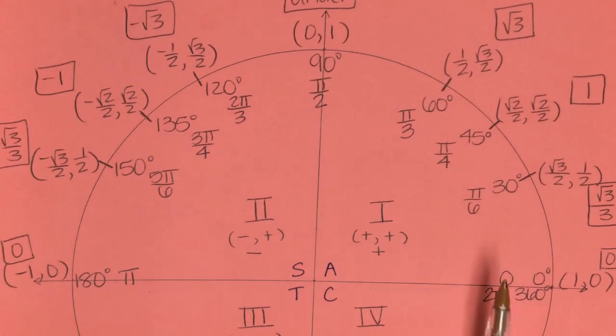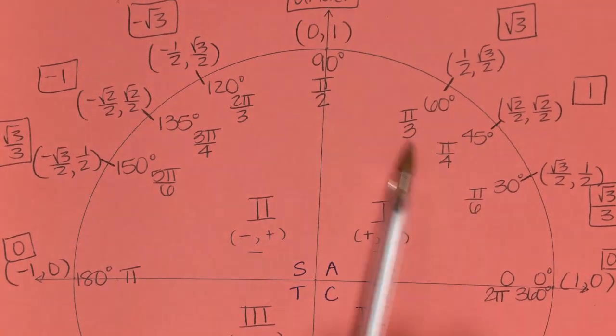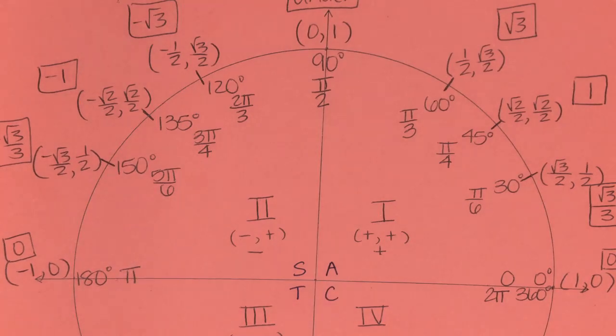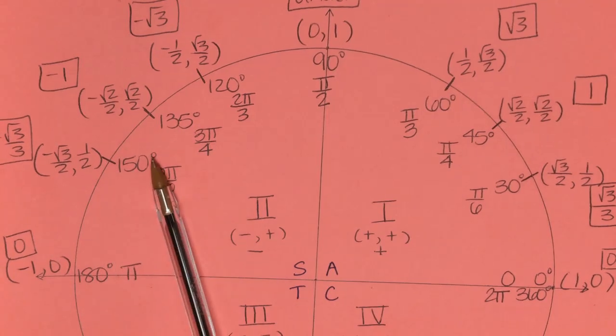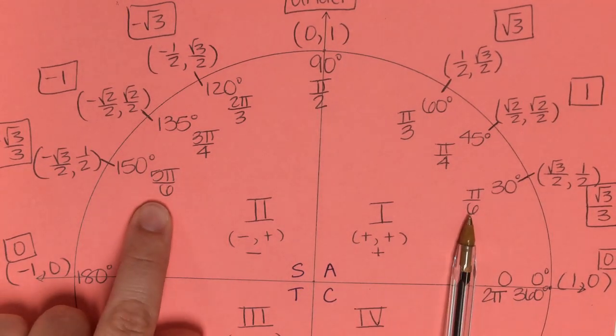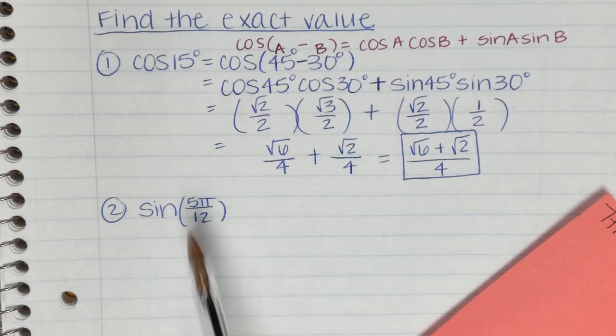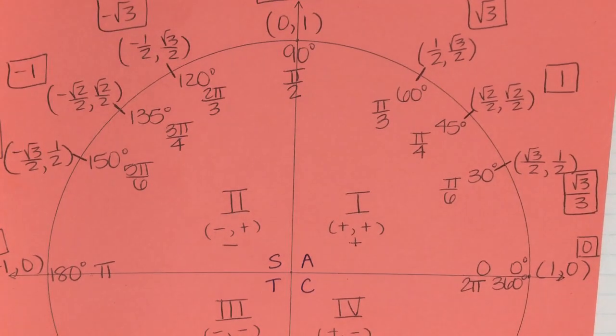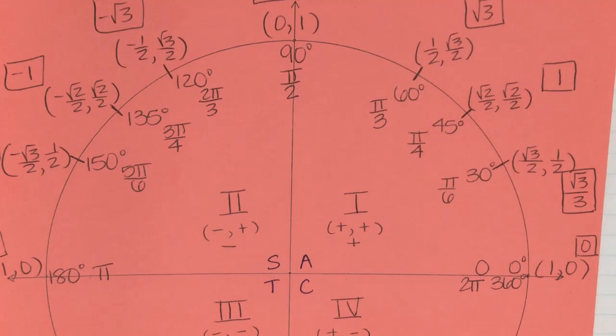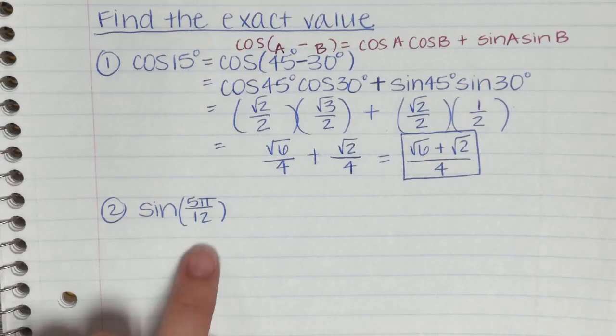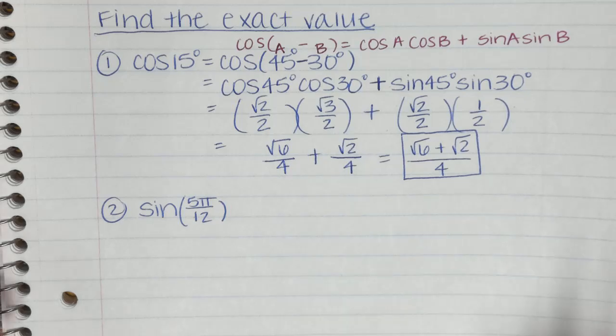Now that's a little bit awkward because we've got all these different denominators: 6, 4, 3, 2, 3, 4, 6. Could it be 5 pi over 6 plus pi over 6? That gives me pi, and I need 5 pi over 12. How do you add fractions? You need the common denominator. What is the common denominator for all of those fractions? It's 12. How convenient, this is also over 12.